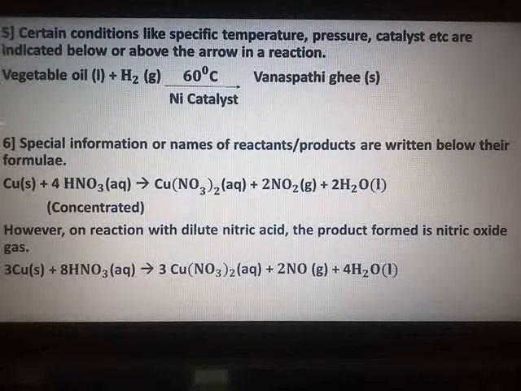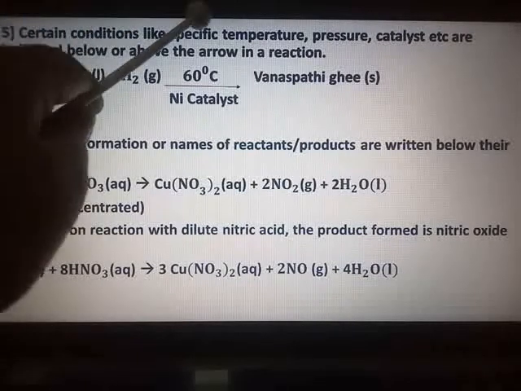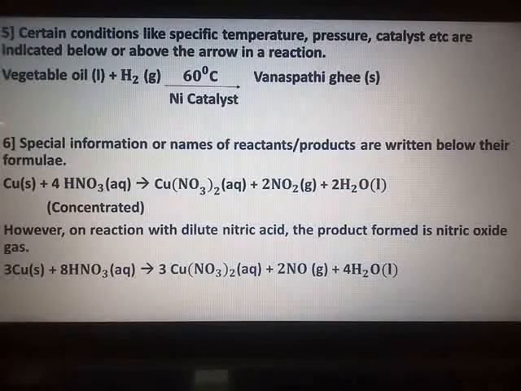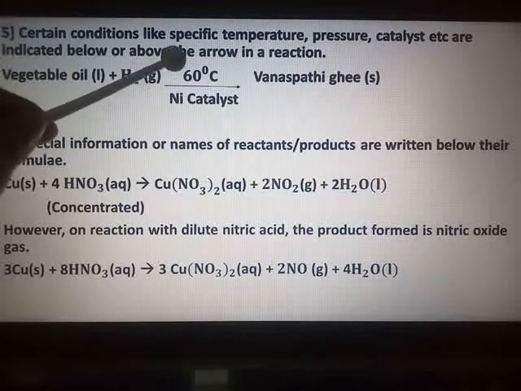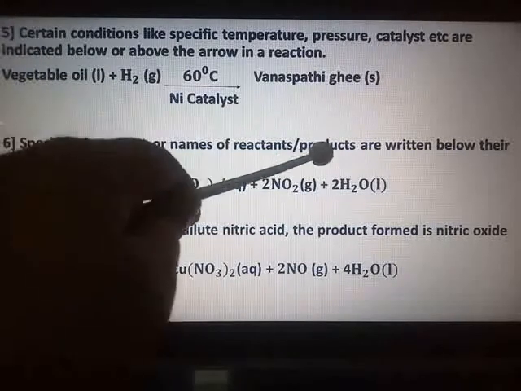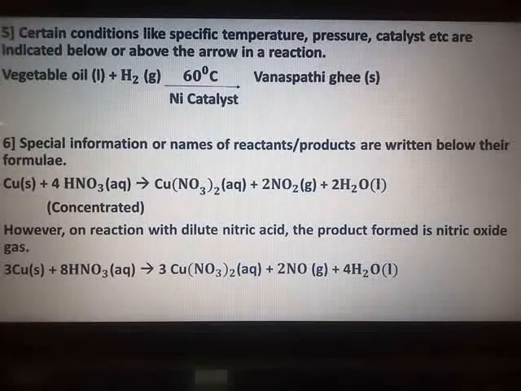Next is, all the reactions will not take place under normal conditions. Certain reactions will require the provision of specific conditions like a particular temperature, pressure, or the presence of a catalyst to speed up the reaction. So all these specific conditions should be mentioned or indicated on the top or below the arrow. Next, special information or names of the reactants or products are written below their formulae.